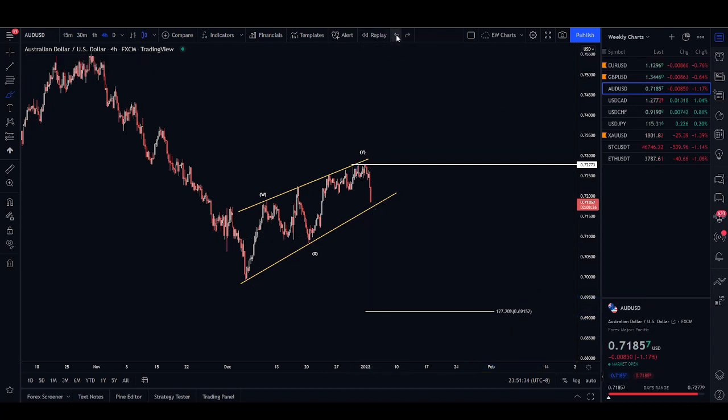Okay, so that's all from today. Hopefully, with us covering Euro dollar, Pound dollar, and Aussie dollar for today, this provides you some clarity on these different currency pairs, as well as some trading opportunities that you might want to consider focusing on.